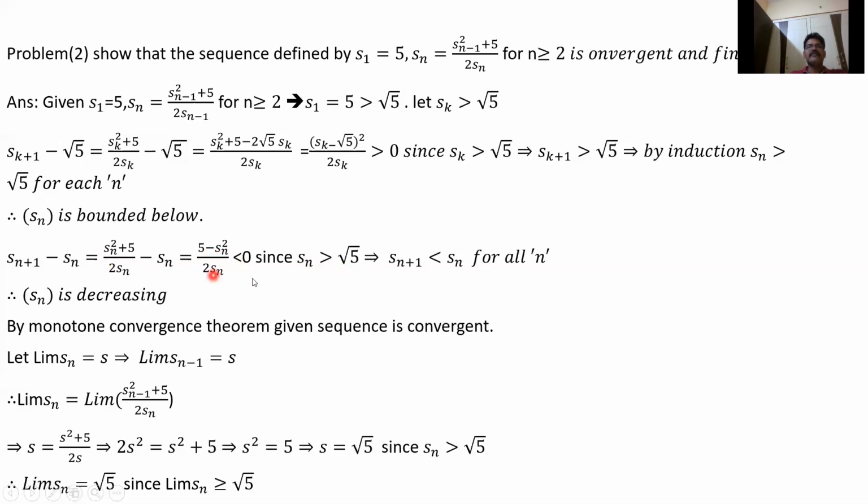That is 5 minus Sn square is less than 0, because here Sn is greater than root 5, so Sn square is greater than 5. That's why 5 minus Sn square is less than 0.